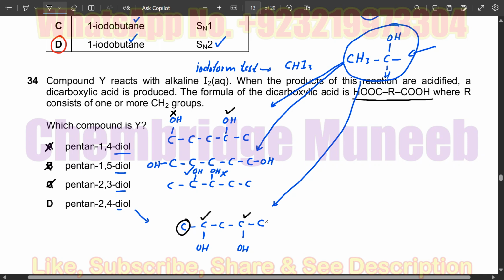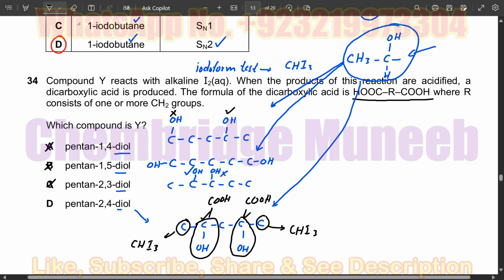At this point, these two carbons will come out for the formation of CHI3, and this part will convert into the carboxylic acid. Same goes for here. This part will convert into carboxylic acid, and the central part, there will be just one carbon atom, and we said that there can be one or more CH2 groups at the center. R is basically one CH2 in our case. So that's why this is the right option. D is the right answer.